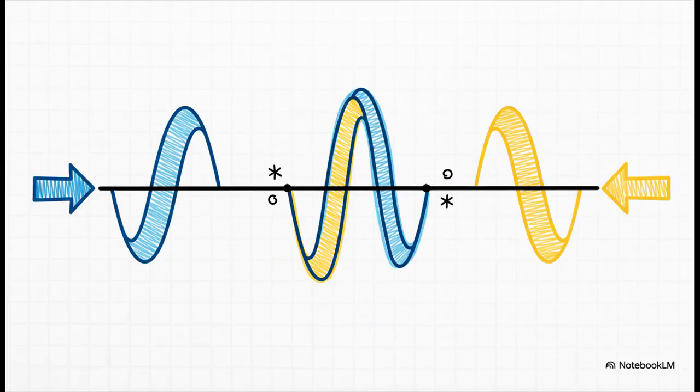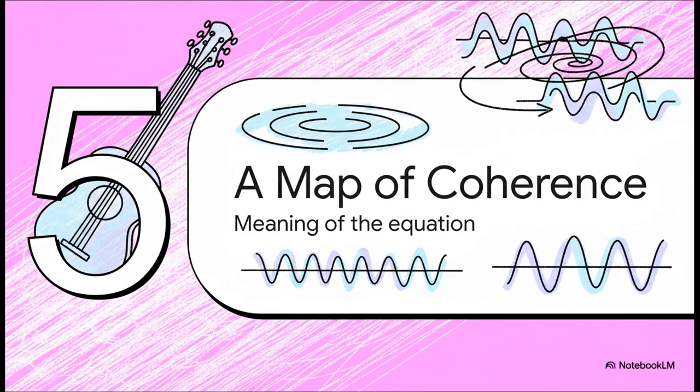And sometimes, waves can look like they're standing perfectly still. This happens when two waves going in opposite directions interfere with each other in just the right way. Think about that guitar string again. You get these stable patterns of stored energy, the harmonics and nodes, that create a musical note. It's just a beautiful example of stability popping up out of constant change. And that brings us to our final section, a map of coherence.